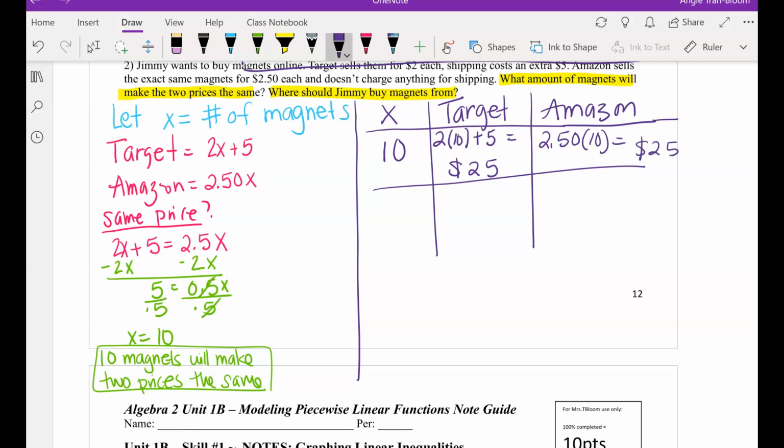So if you order exactly 10, does it matter? No. Well, what if you order less? Pick a number that's less than 10. 7. Can I pick negative numbers? No. So 2 times 7 plus 5, 19. How about Amazon? 2.5 times 7 is, someone said 17.5? Would you guys all agree?